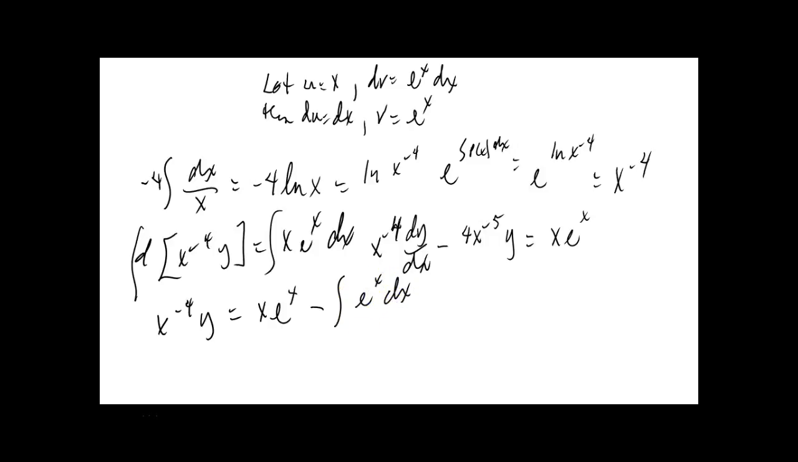That one is very easy. Okay. So this is x e to the x minus e to the x. And that's what the left-hand side is, x to the minus fourth y. Now this one we can actually solve for y by multiplying everything by x to the fourth. Okay, so this would then be y is equal to x to the fifth e to the x minus x to the fourth.